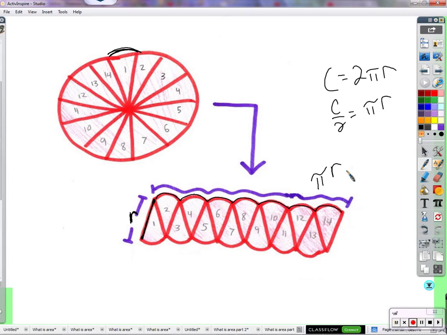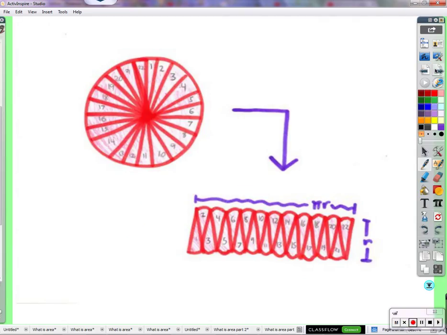So what we do is, let's start with even more pieces. As I cut it into more pieces, this angle gets smaller and smaller, and this gets more and more vertical, closer and closer to being vertical. Okay. How long is this, from here to there? The radius. How much of the circumference is this? Pi r. It's half the circumference, so it's pi r, right? Not 2 pi, just pi.